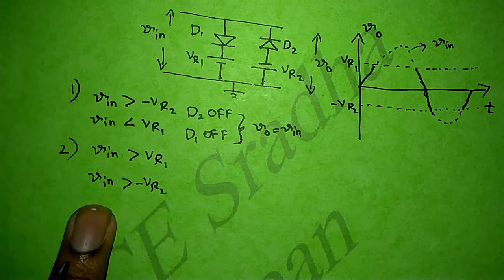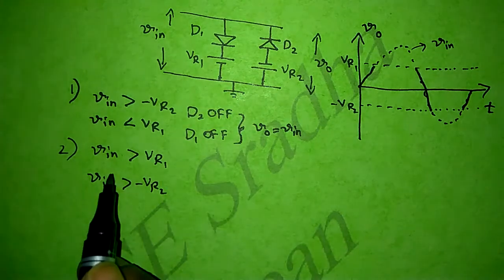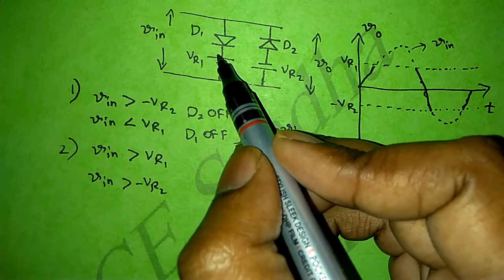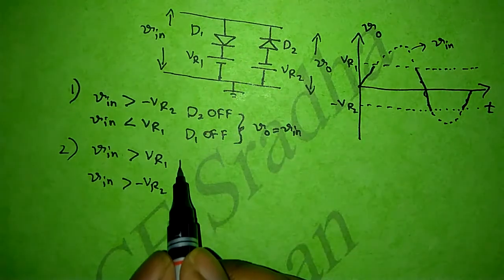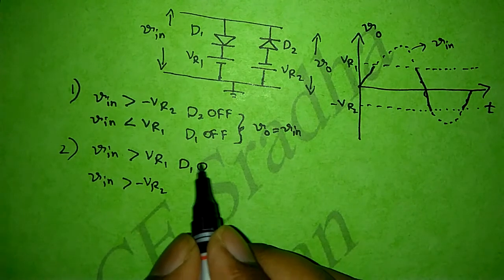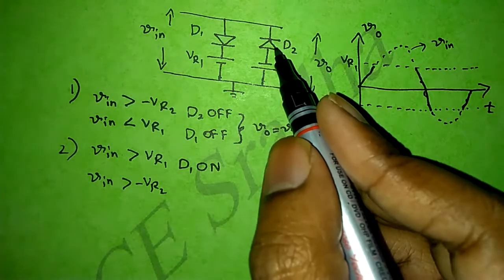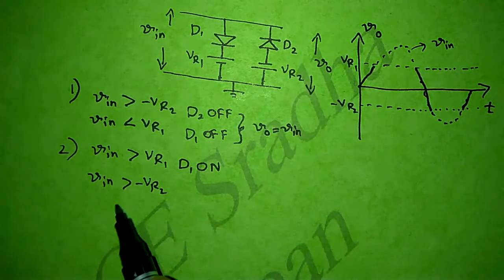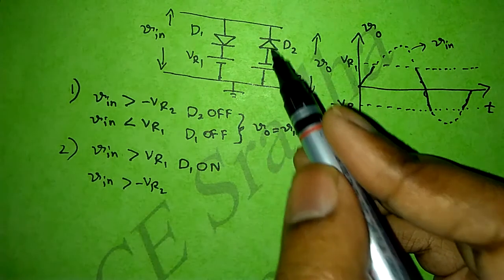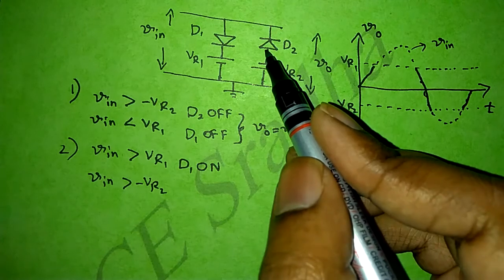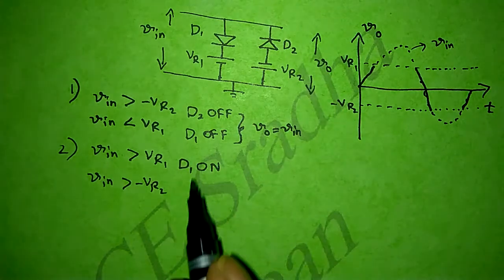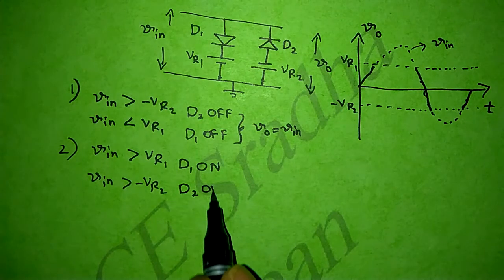So if we apply same conditions in the circuit, what happens when V in greater than VR1? That means anode voltage is greater compared to cathode voltage. Then diode D1 will enter into forward bias and acts like short circuit. Simply we can say that it is on. Whereas in the case of second diode, V in greater compared to minus VR2. That means cathode voltage is higher compared to anode voltage. So diode D2 enters into reverse bias and acts like open circuit. So simply we can say that diode D2 is off.